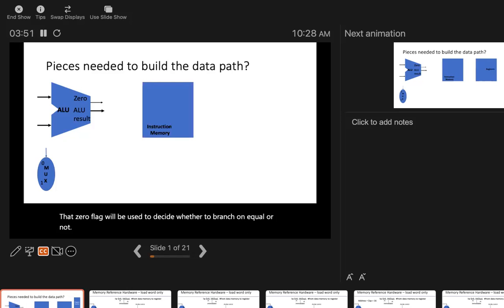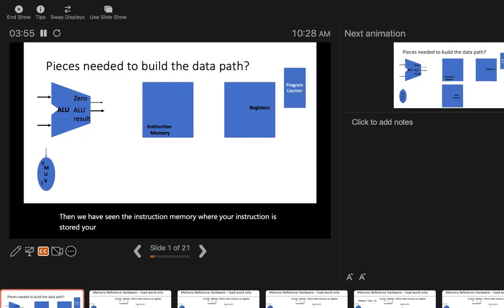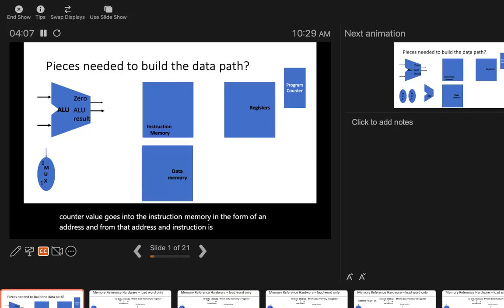Then we have seen the instruction memory, where your instruction is stored, your register file, that's quite important, and the program counter, which holds the address of the next instruction. So the program counter value goes into the instruction memory in the form of an address, and from that address, an instruction is fetched. Then the data memory.